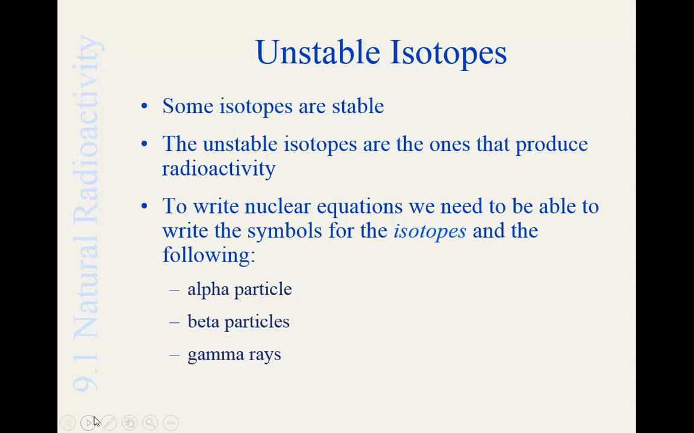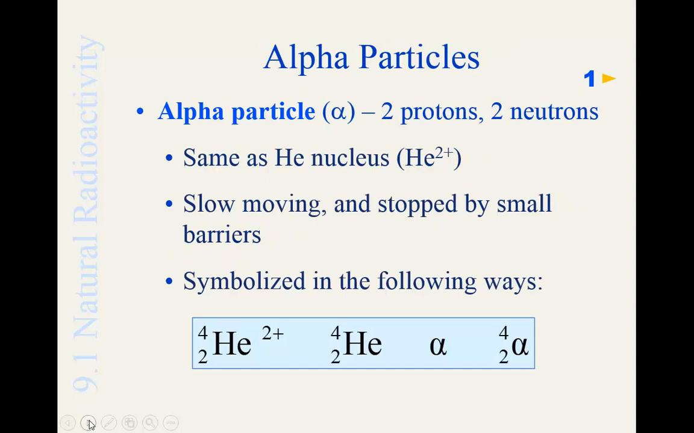But what we're going to focus on in Chapter 9 is the types of radiation that are ionizing, which would be alpha particles, beta particles, and gamma rays. So an alpha particle is symbolized by the symbol helium. And let's see if I can get a pen up here.